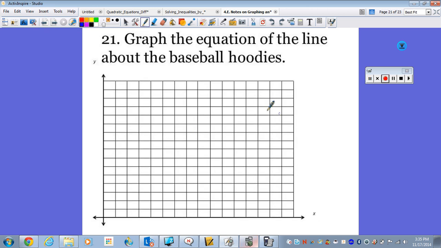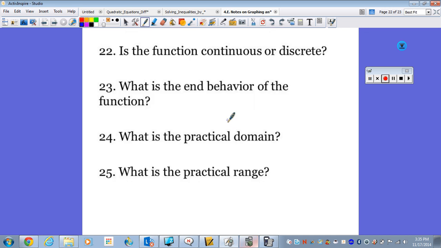Bigger picture so you can do the graph, make your scale. I think you can do that. Okay, is it continuous or discrete? You got to think about it now. The kind of money. This actually is going to be a discrete function because it's $32, and so there's not going to be any in between. What's the end behavior? The more hoodies you order, the more the price goes up. Practical domain and practical range. Okay, what kind of numbers are you using? So think about that a little bit, and we can talk about that a little more.